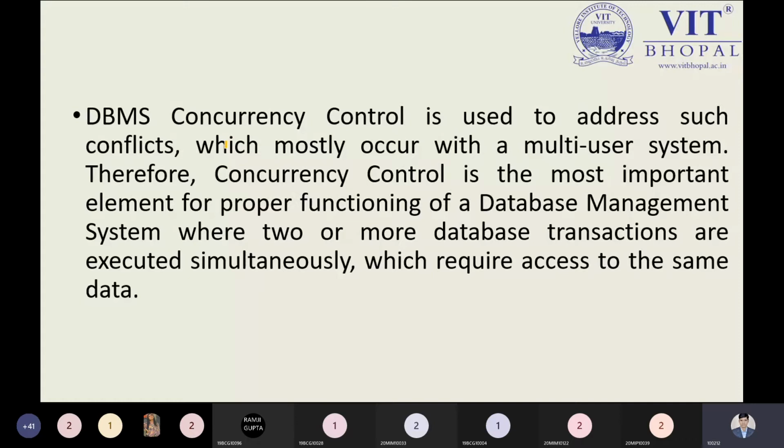Now, this is practical, because at the same time, I'm booking a ticket, but I'm not the only person booking the ticket. Unlike me, there are 1,000 people, maybe lakhs of people, who can book tickets or are accessing the same database server. So a multi-user system means my machine is not the single machine accessing the IRCTC server. There are lots of machines interacting with the server. So concurrency control is the most important element for the proper functioning of the database management system, where we have two or more database transactions.